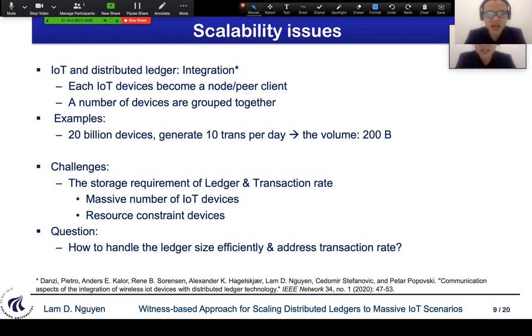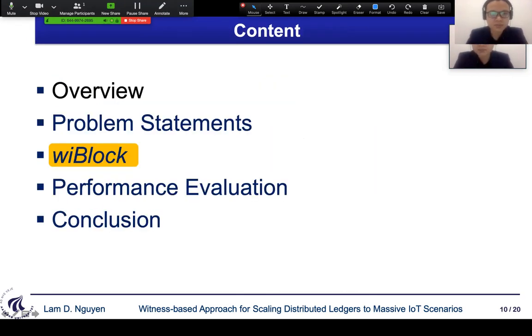And the question is how to handle the ledger size efficiently and address the challenge of increasing the transaction rate of the system. To answer this question, we introduce WitBlock, a witness-based approach for blockchain.